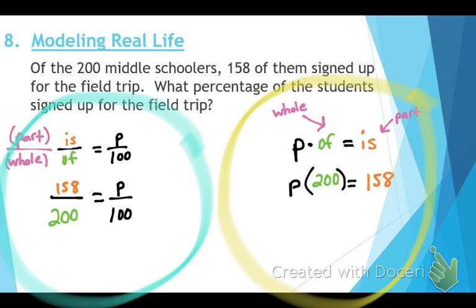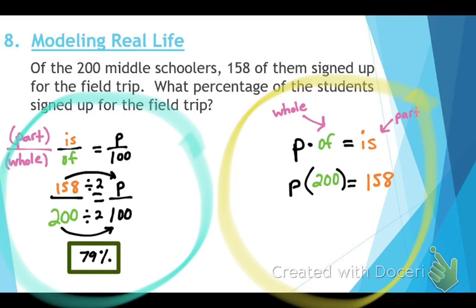Let's imagine that you're trying to figure out how to get from a 158 to a P. So then I would have to discover how to get from a 200 down to a 100. What would the missing link be for that, guys? A 2, okay? So we would have to divide by 2. What is 158 divided by 2? 79. Okay, so you would get 79% for that. How many of you did it that way, but you did cross products? Did you guys get 79%?